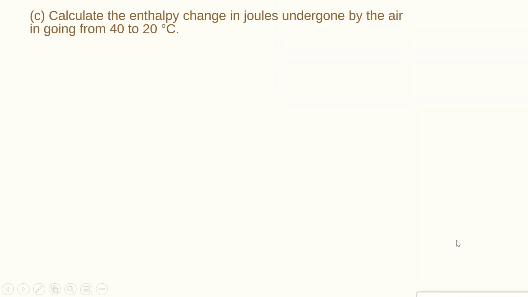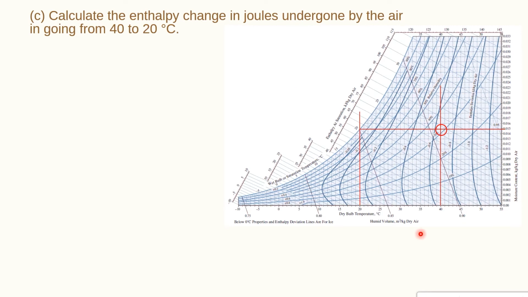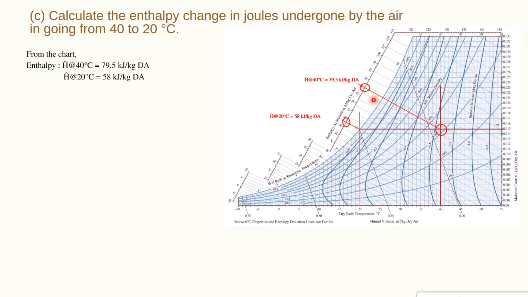For part C, the question asks us to calculate the enthalpy change in joules undergone by the air in going from 40 to 20 degrees Celsius. So first, we draw the two vertical lines at 40 and 20 degrees Celsius respectively. We can get the enthalpy from the chart by drawing a straight line along the enthalpy axis, which will intersect with the dry bulb temperature axis. Then we will get the enthalpy at 40 degrees Celsius equal to 79.5 kJ per kilogram dry air. Same goes for the enthalpy at 20 degrees Celsius, where we get 58 kJ per kilogram dry air.